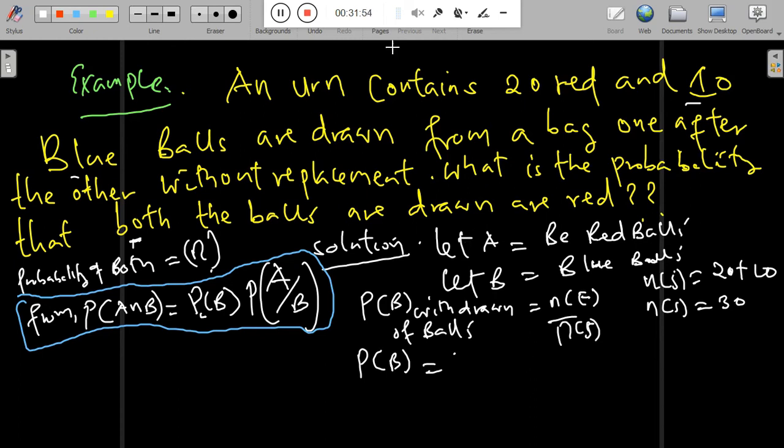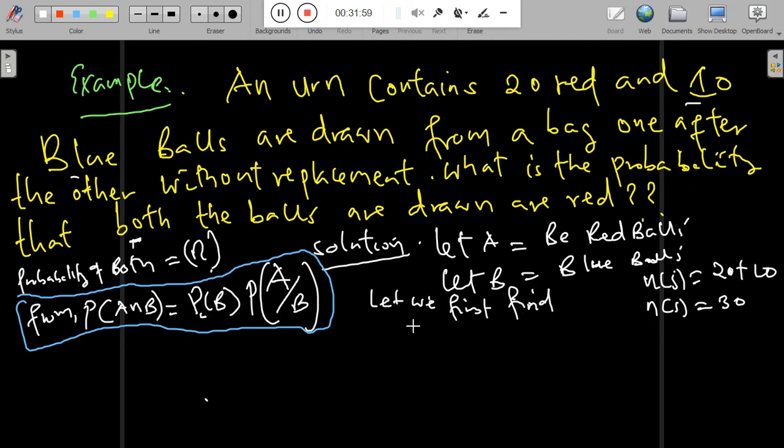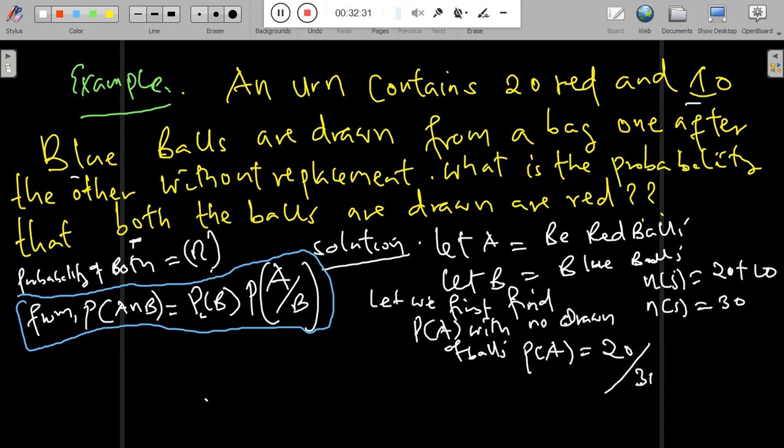So the probability of A, with no balls drawn yet, is given by the number of events we take, which is 20, divided by the total sample space, which is 30, and that is equal to 2 over 3.